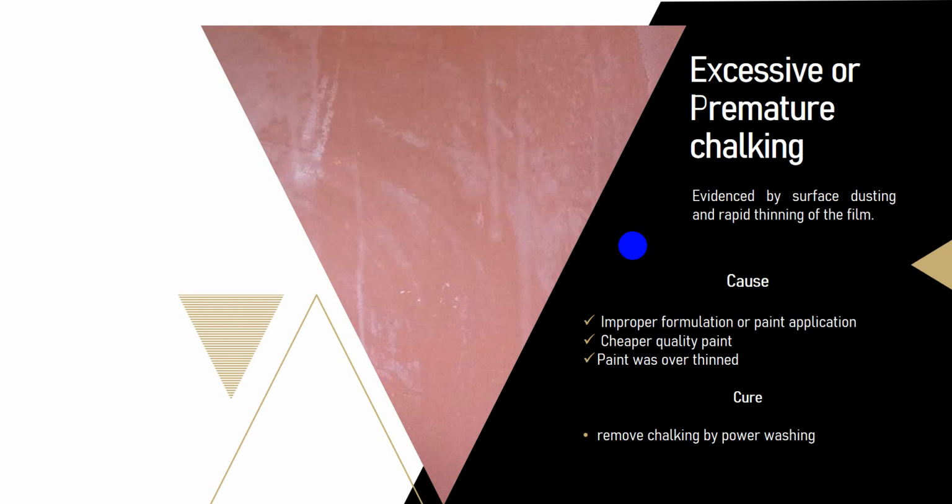Chalking is actually the paint pigment that is released by the paint binders that have been broken down by exposure to the weather. The causes of this defect are improper formulation or paint application, cheaper quality paint was used, and paint was over-thinned before it was applied. The possible prevention or cure is to remove chalking by power washing. Chalking must be removed before repainting. It needs to be scrubbed or power washed with a cleaning solution and rinsed with clean water.